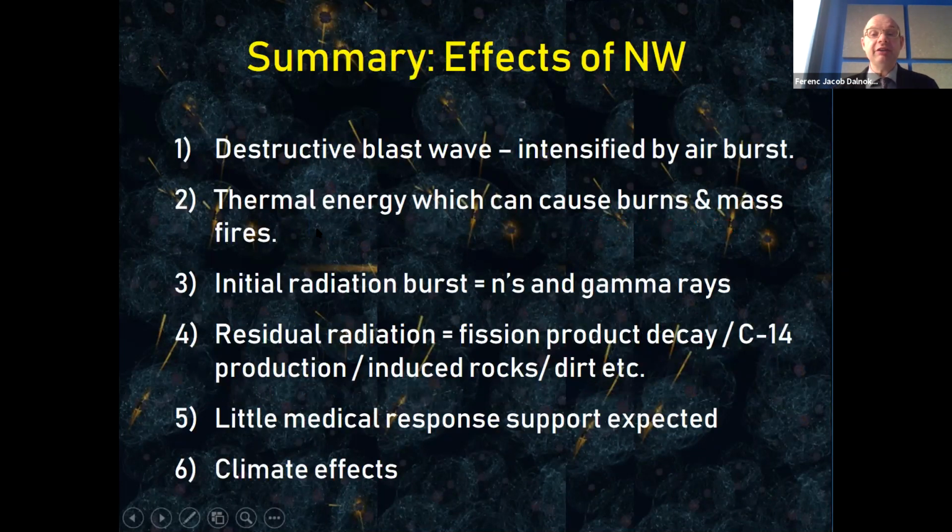So this is just a summary of the effects of nuclear weapons. You have the destructive blast wave, which is intensified by an airburst; thermal energy, which can cause burns and mass fires; the initial radiation burst, which produces neutrons and gamma rays and other particles, and a lot of these particles would be stopped if it were an airburst; and residual radiation, the fission products that tend to decay. And you would expect little medical response. Unfortunately, a lot of the people in a zone where the nuclear weapon is detonated would not get a medical response.